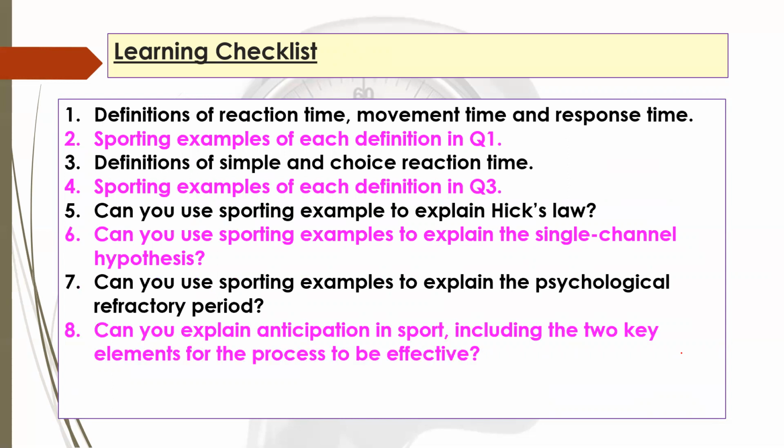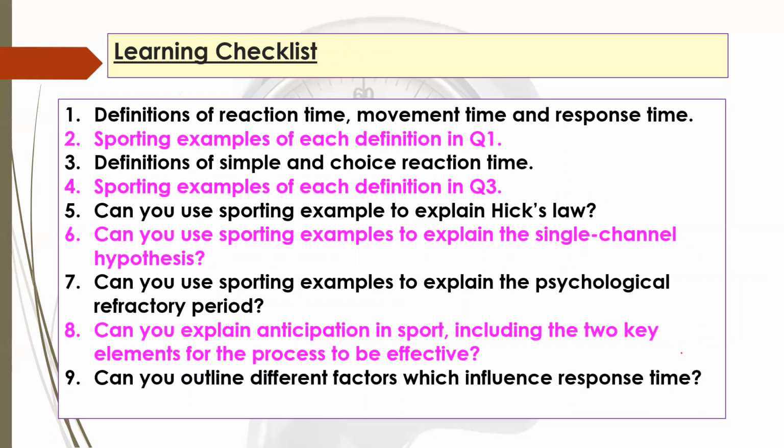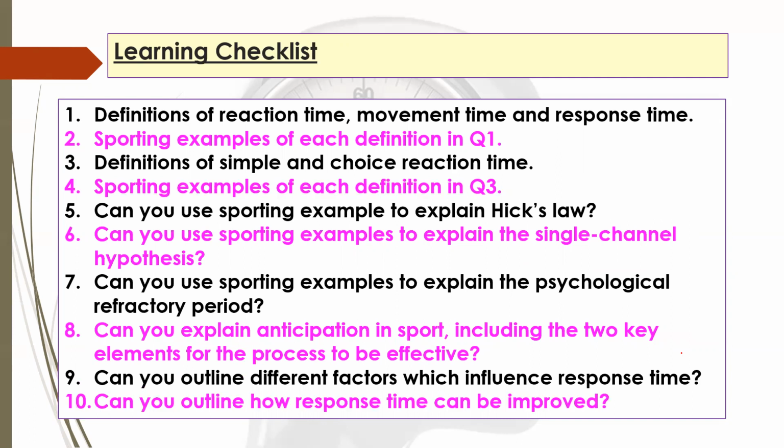Can you explain anticipation in sport, including the two key elements for the process to be effective? Can you outline different factors which influence response time? Can you outline how response time can be improved? So we've looked at each of those things, a huge amount of content. It may be that you've taken a couple of lessons to go through this, but hopefully you've got good notes. Hopefully, as you work through this in due course for your revision, these things will be nice and clear for you. If you have any questions, please note them down and then just let me know.